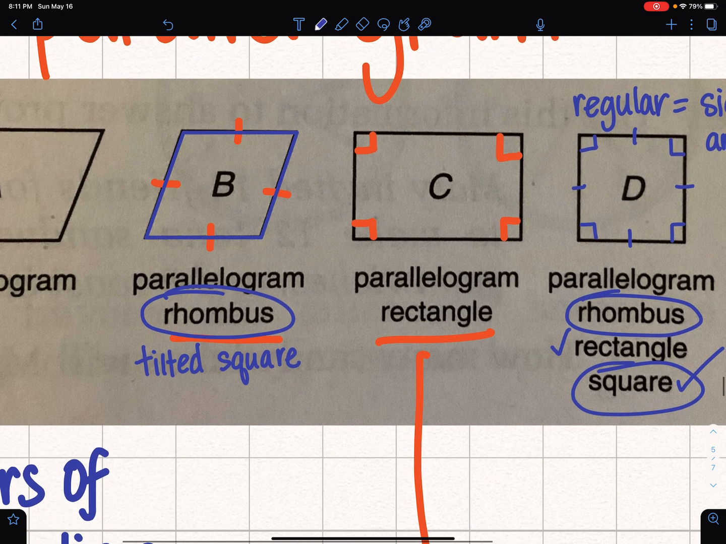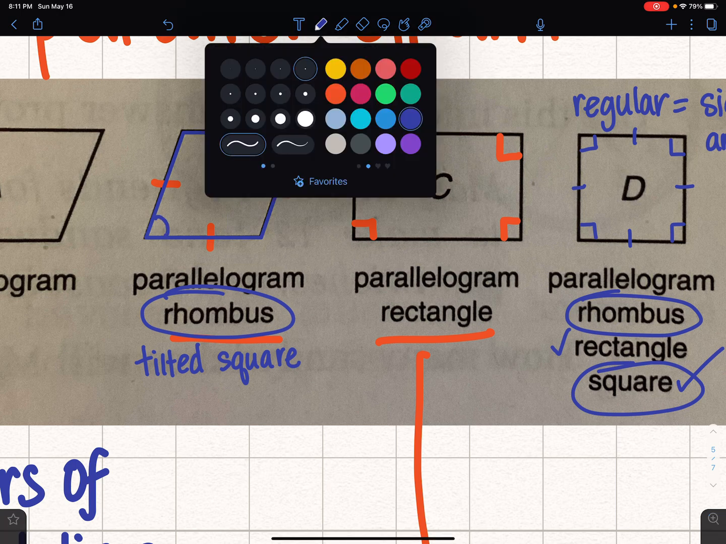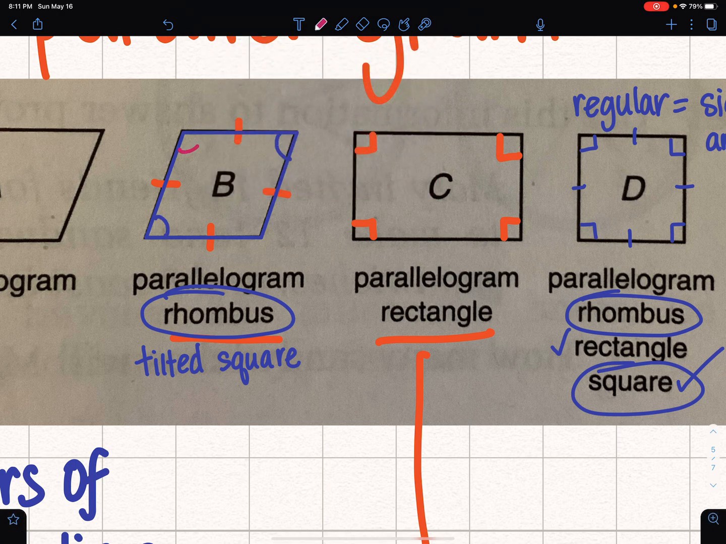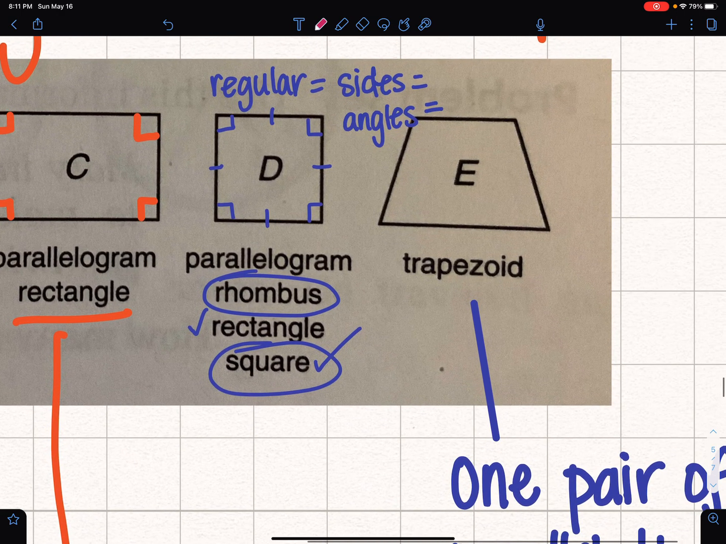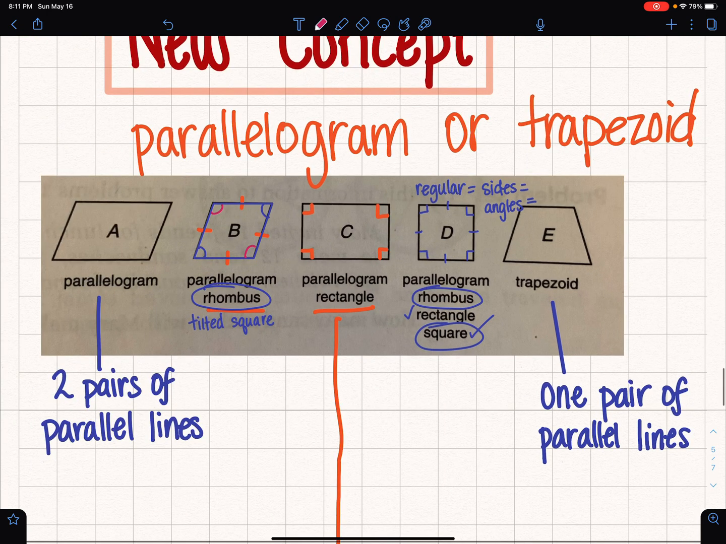Let's look at the rhombus again. The angles are not equal because you have these angles that are the same because they're small angles, they're acute, and these angles are different. They're bigger. Cool, huh? So that's all the parallelograms. Now you know them all.